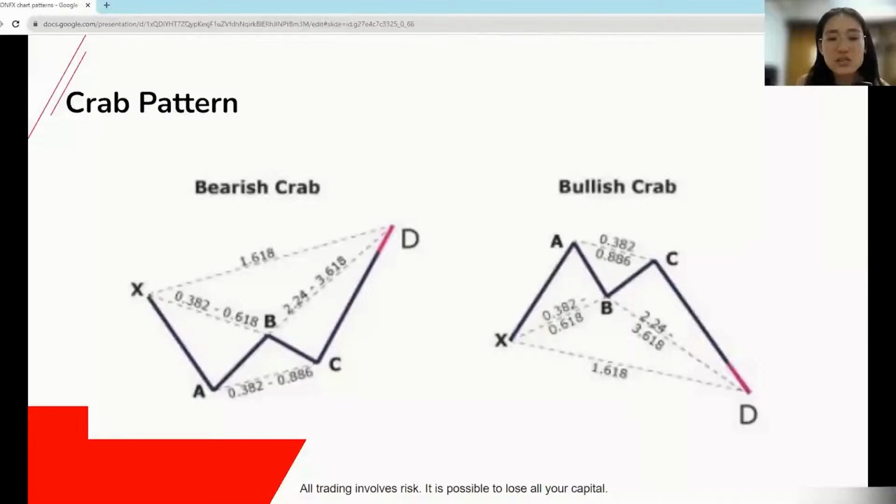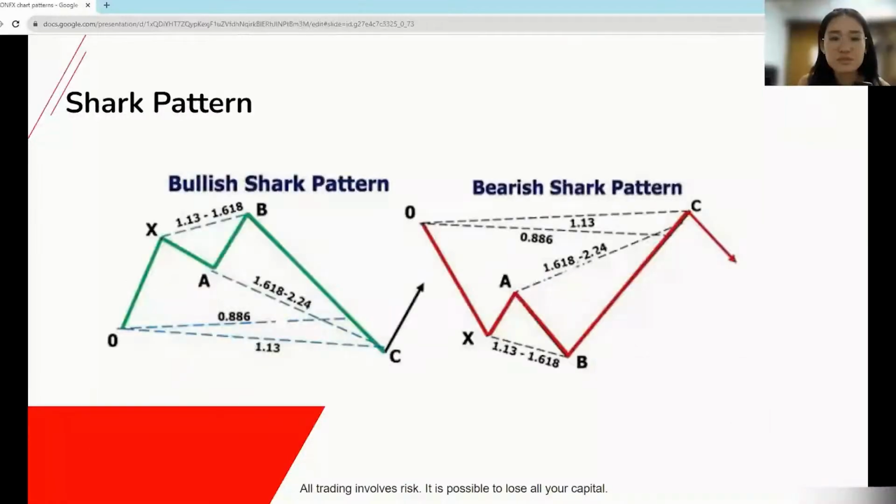Okay, long positions should be considered after a clear bullish reversal with a stop loss placed below the potential reversal zone. So the stop loss would probably be somewhere here. Okay, remember the potential reversal zone is basically the area after the neckline area. Okay, bullish shark pattern. After the impulse wave XA, the corrective leg should end between 38.2 and 61.8% retracement of the impulse leg XA here.